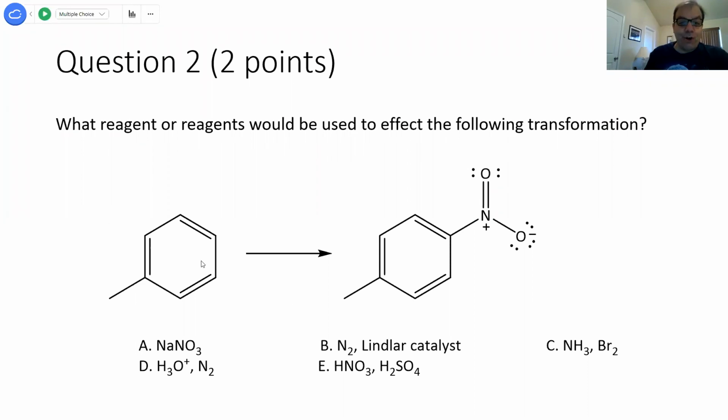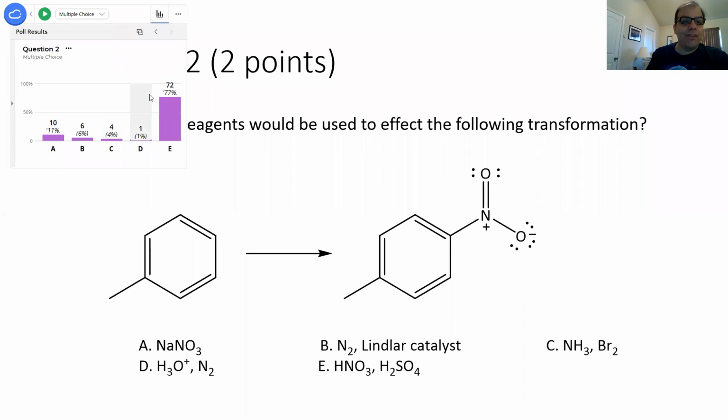Okay, so hopefully we're all in agreement that we've done an electrophilic aromatic nitration here. We've put on the nitro group, and hopefully you recall the reagents for putting on that nitro group are nitric acid and sulfuric acid, or in other words, E. So I think E is the best answer. Yep, you guys did too.